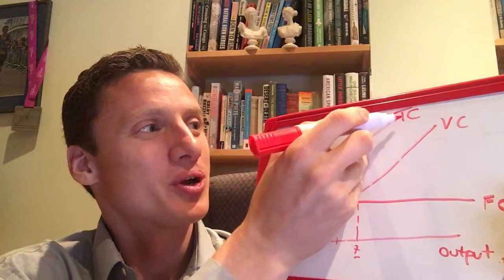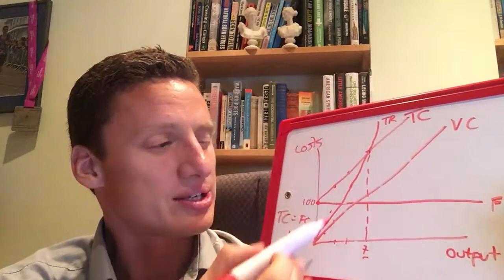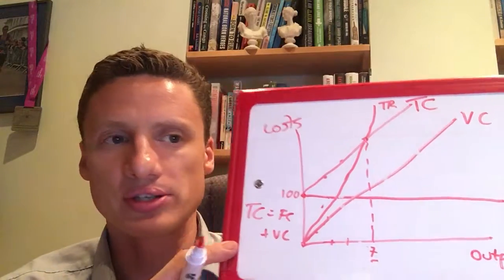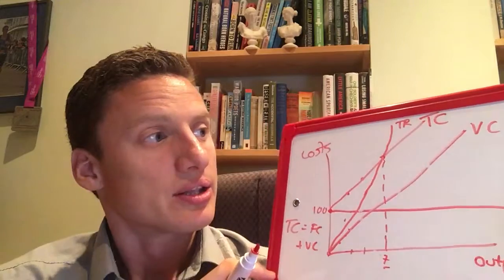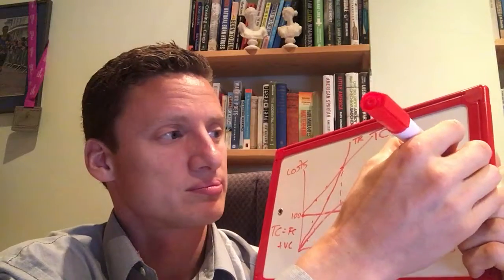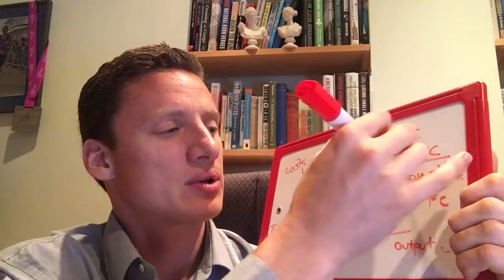I'm pointing at the wrong ones. Where TC equals TR, or the other way around, TR equals TC. And that is on the graph here, it's 7 units. Depending on the gradients of your lines, it's going to be different units. There is a formula for working this out. The break-even point is calculated by dividing the total fixed costs by the price minus the variable cost. The variable cost per unit, I guess, not this total variable cost curve that we've got there.